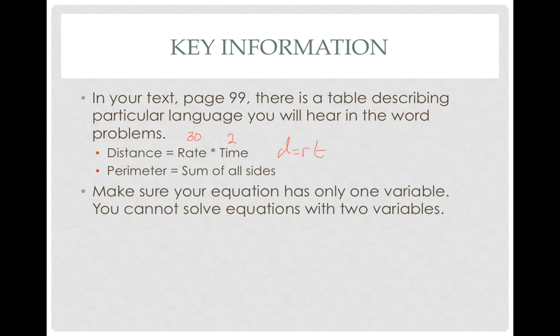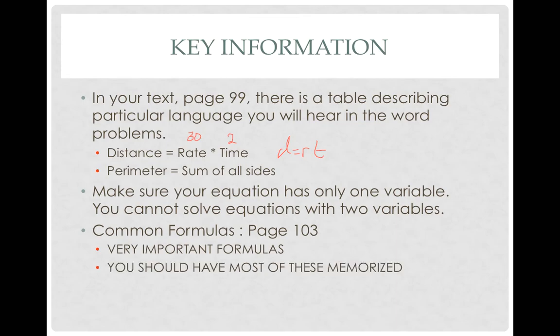When you are doing these problems, your equations will only have one variable. If you somehow get two variables, you've written the wrong equation. Be very careful with that. It's not going to be solvable, basically. Also in your textbook, on page 103, you have a bunch of common formulas. Some of those should have been memorized by the time you get to this class, but I know not all of them have. So it might be something you would write down in your notes.